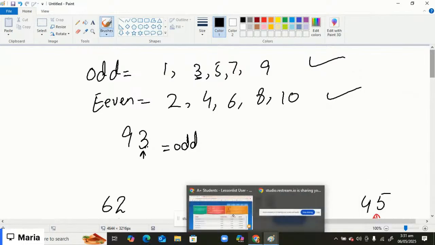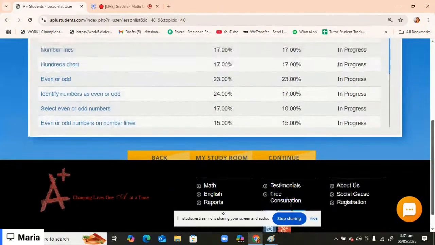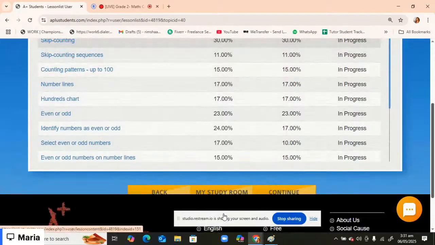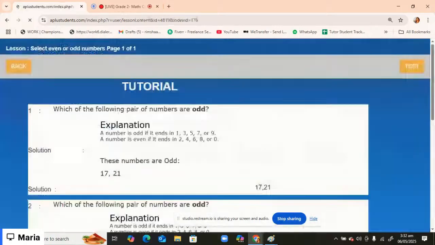Okay, now hope you guys understand the lesson. Today we covered the first lesson, the 100 chart, then we discussed even or odd, then identifying whether numbers are even or odd, and now odd numbers. That is the last lesson of the day. Now some bigger numbers are included. Let's start this one.